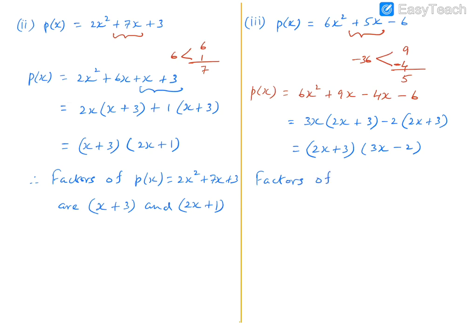So we'll write factors of p of x are 2x plus 3 and 3x minus 2. Okay, so we have found the factors, and clearly we see that the procedure for factorizing by splitting the middle term is fairly easy and quick. The only part is to find these two numbers whose product is equal to the product of a and c, and the sum is equal to the middle term, which is b. Okay, so that's the third question.